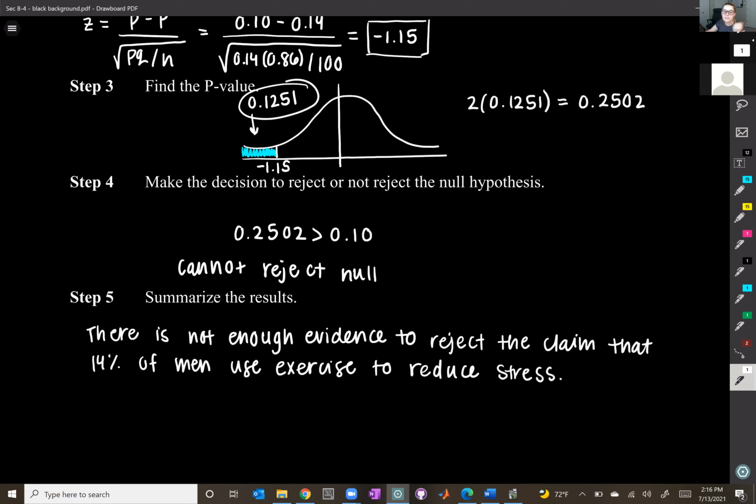Okay, that's it for section 8.4. So yeah, that concludes 8.4 and how to do the z-test when you're dealing with proportions.